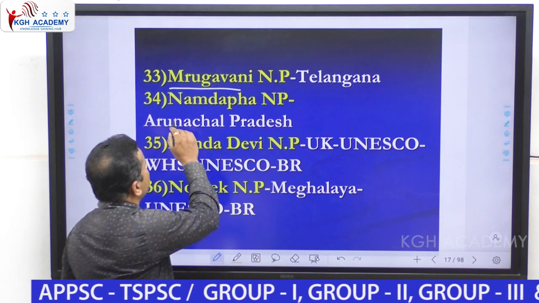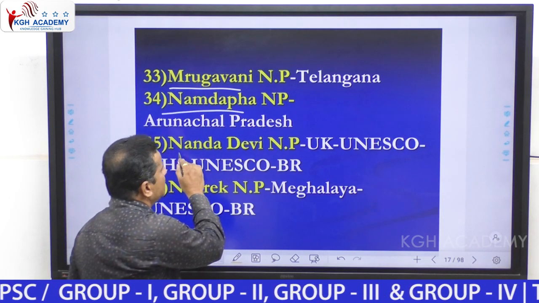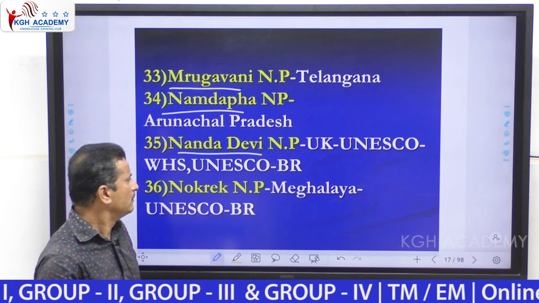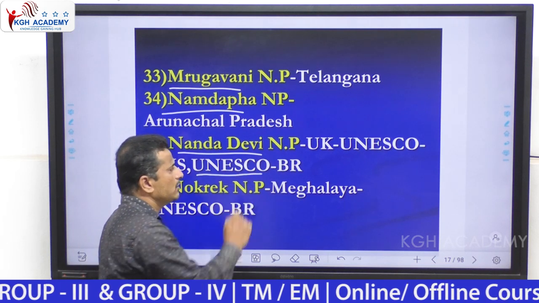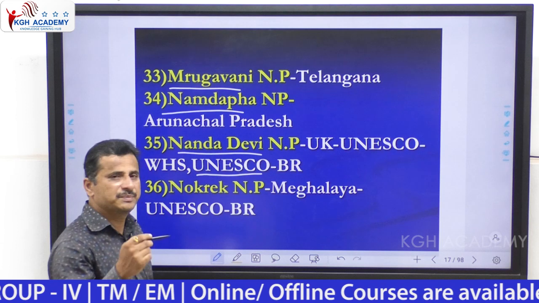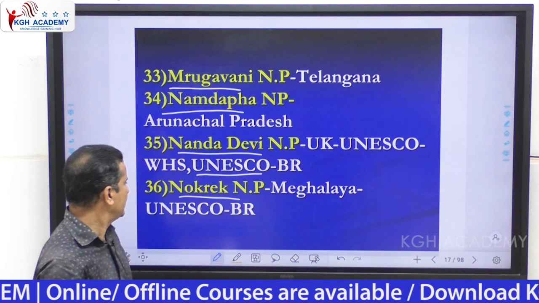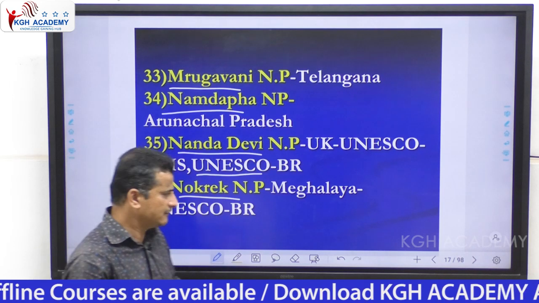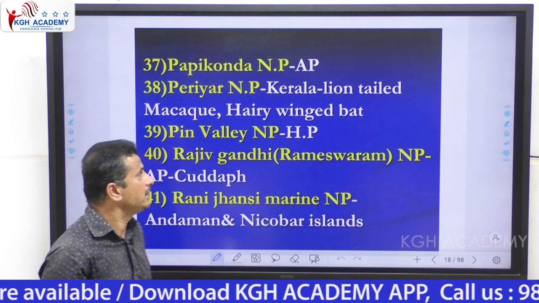And next, Namdapa National Park, Arunachal Pradesh, and Nanda Devi National Park, Uttarakhand. This is also a UNESCO World Heritage Site, and also part of the UNESCO Biosphere Reserve. And next, Nokrek National Park in Meghalaya, and this is also part of the UNESCO Biosphere Reserve. Again, Biosphere Reserve is a separate topic; there you can get clarity, dear students.